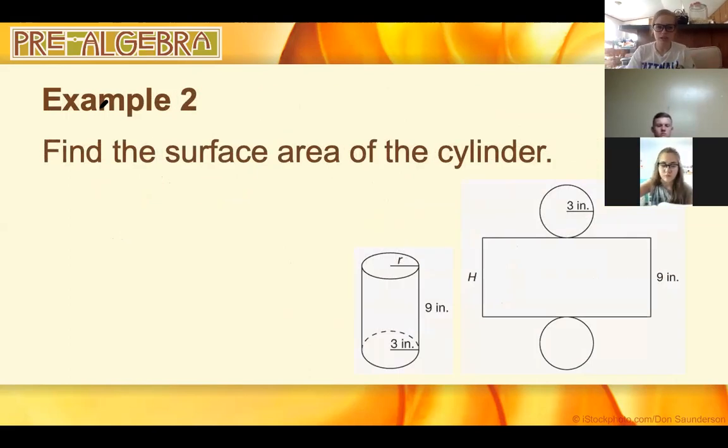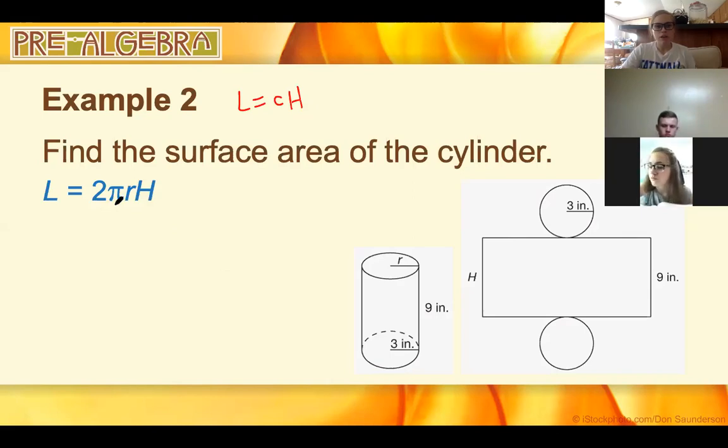Let's take a look here. So this is a cylinder. We want to find the surface area, but before we can find surface area, we need to find the lateral surface area, because we'll need to add that in our formula for the surface area. So the lateral surface area of a cylinder is L equals 2 pi r h, or L equals circumference times height. It's the same thing. They've just substituted 2 pi r in.